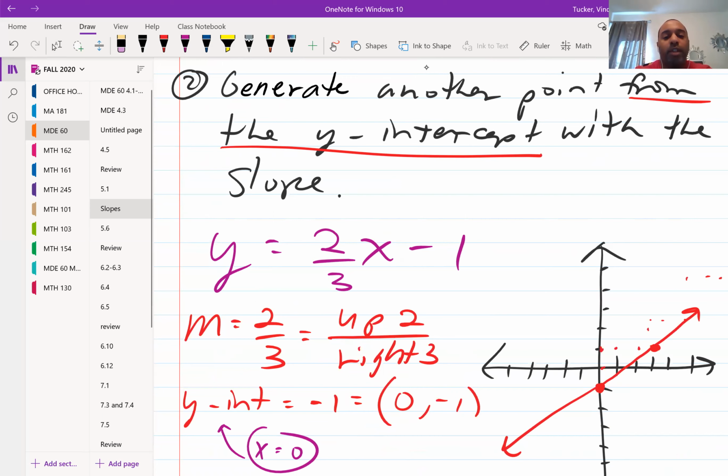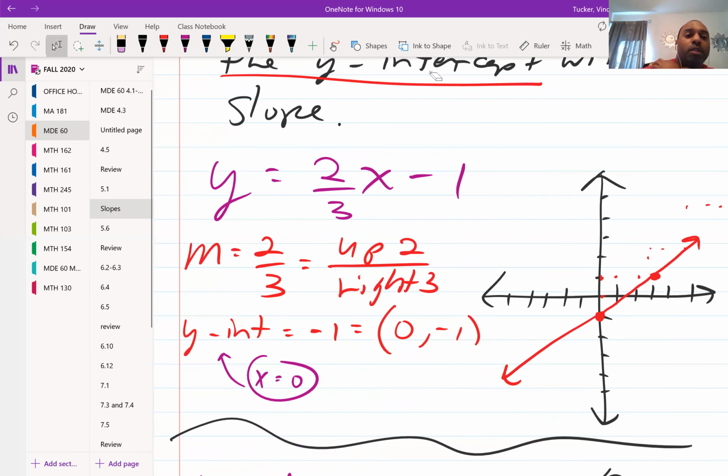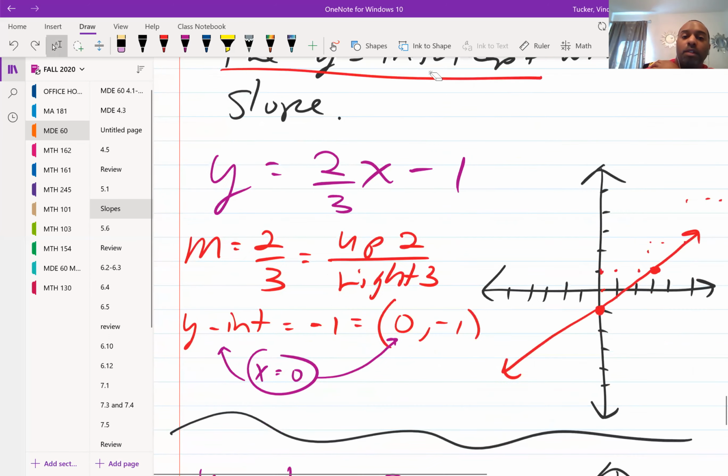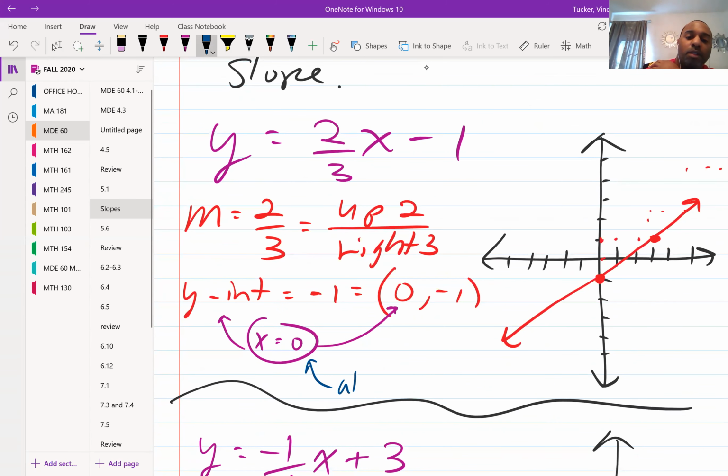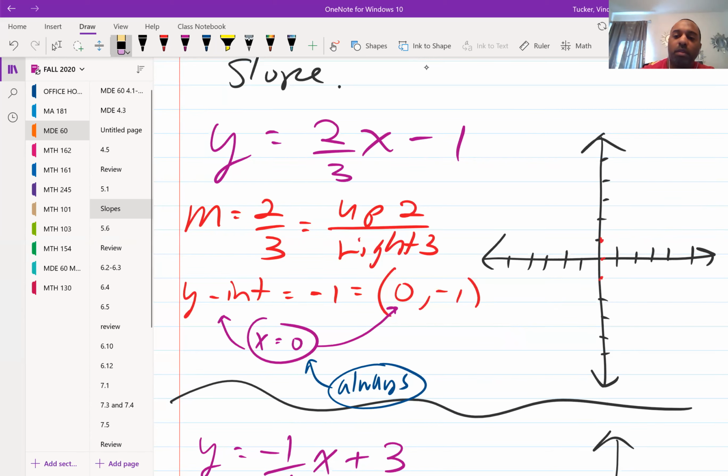And then our y-intercept is negative 1. But our y-intercept as a point, don't forget the characteristic of all y-intercepts is that x is equal to 0. That's always the case. All right. So if you're writing that y-intercept negative 1 as a point, that's going to be 0, negative 1. All right. Any questions so far?